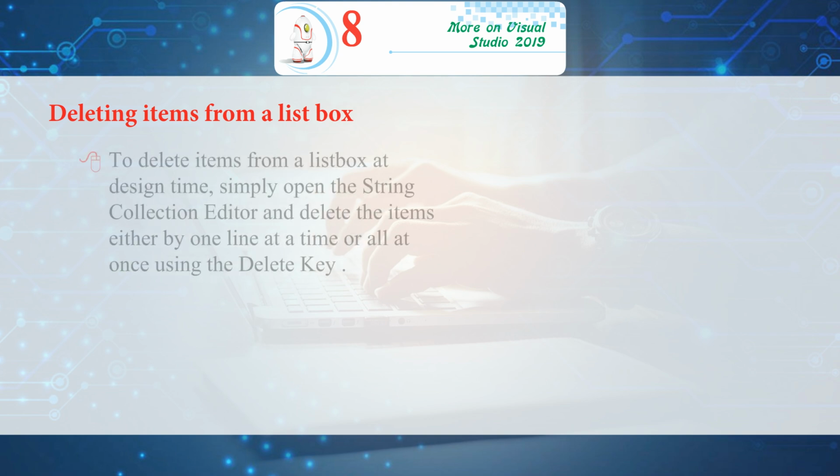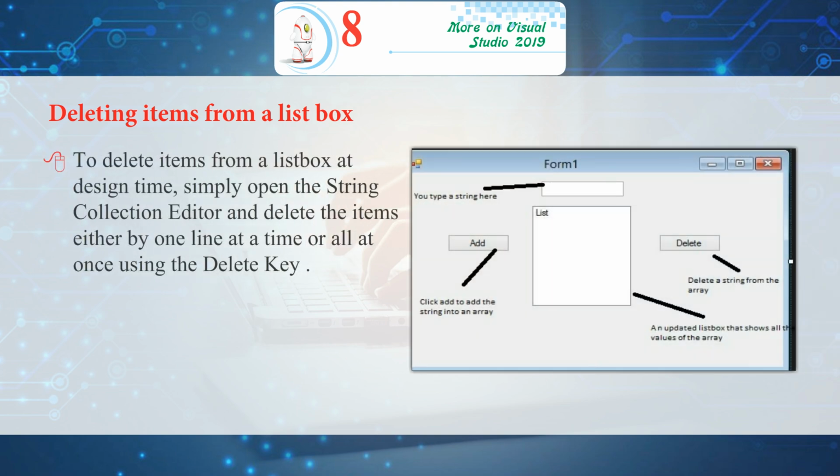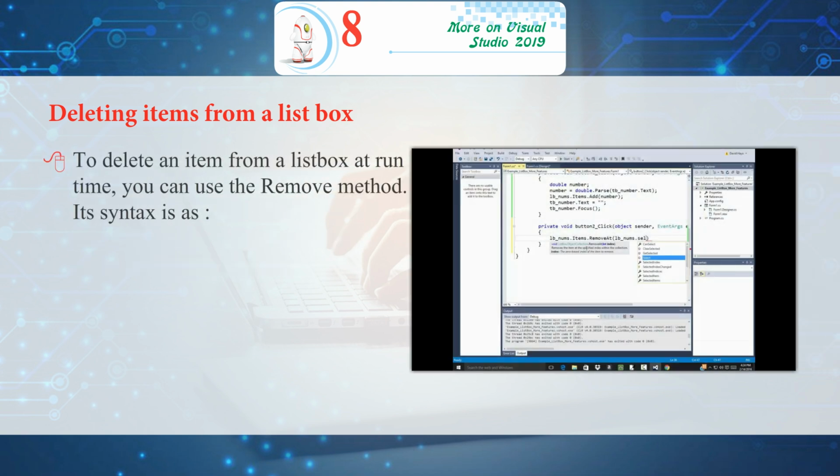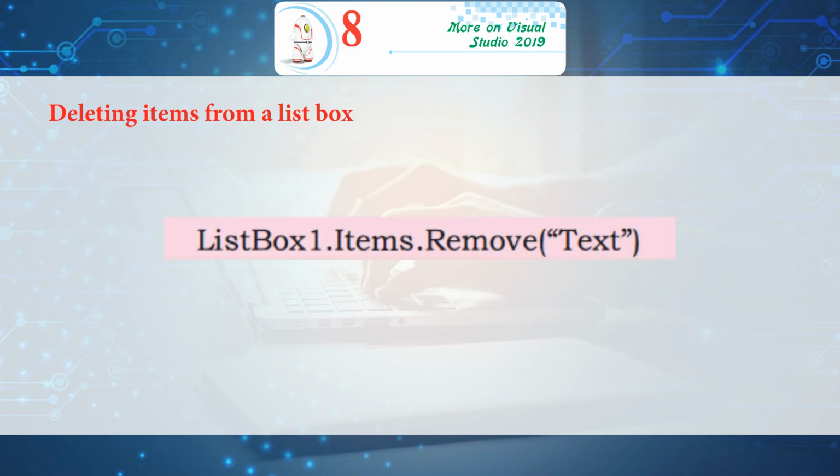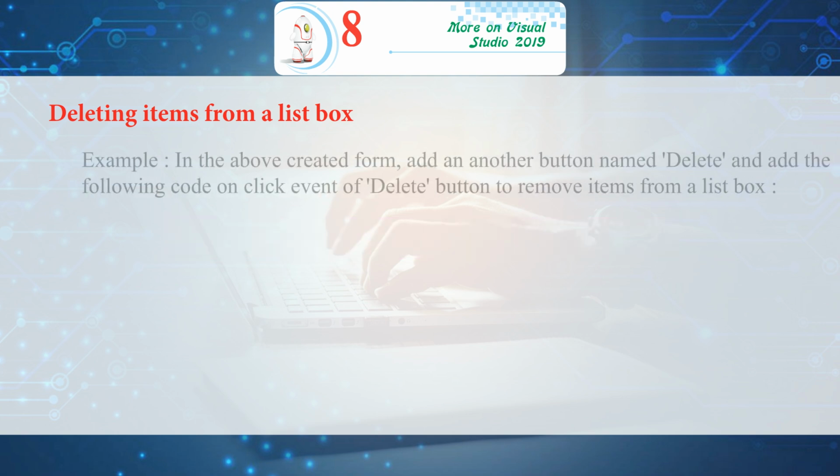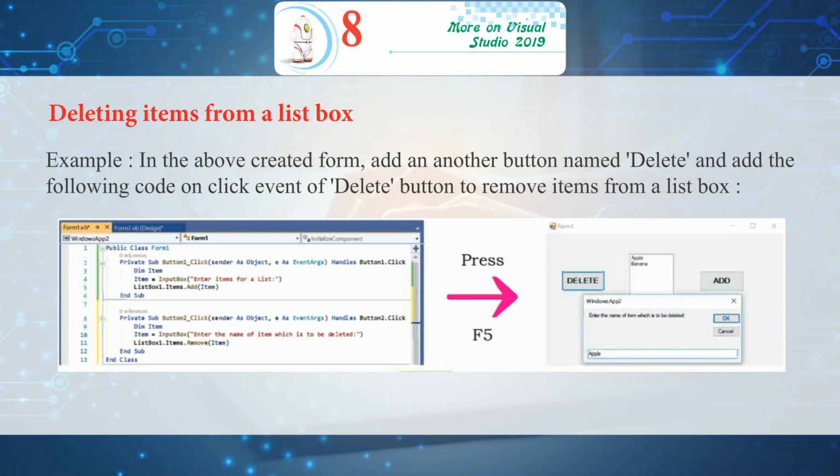Deleting items from a list box. To delete items from a list box at design time, simply open the String Collection Editor and delete the items either one line at a time or all at once using the Delete key. To delete an item from a list box at runtime, you can use the Remove method. Its syntax is as follows: ListBox1.Items.Remove("text"). Example: in the above created form, add another button named Delete and add the following code on the click event of the Delete button to remove items from a list.